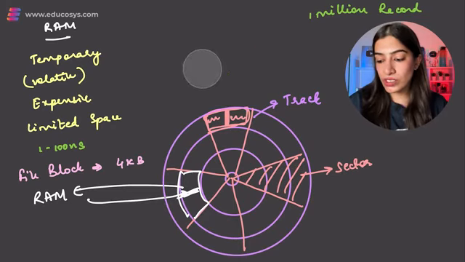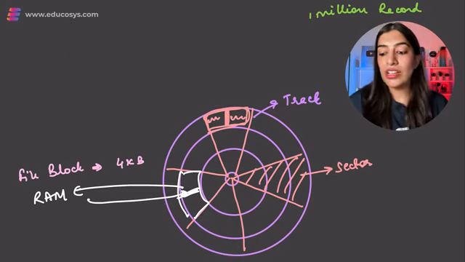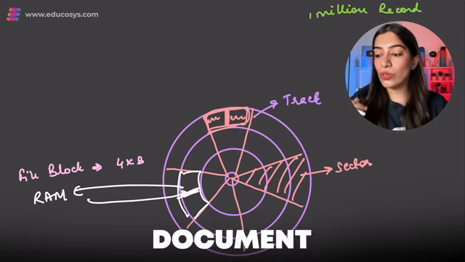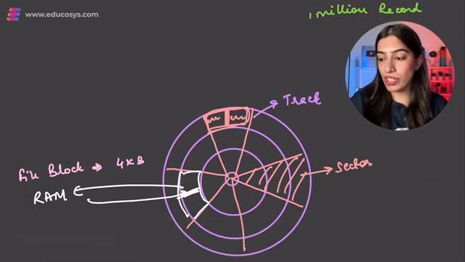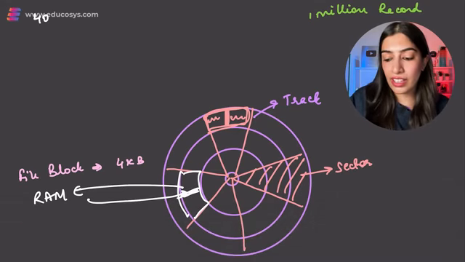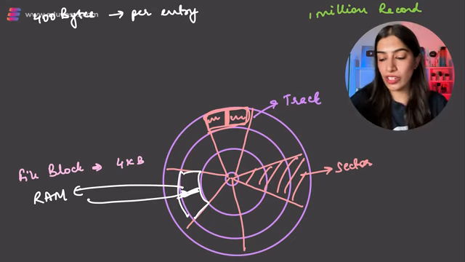Suppose we are dealing with a NoSQL DB, for example MongoDB, we call each record a document. So each record can be a row or a document. In our case, let's say that each record is an entry. Each entry, for example, takes 400 bytes. So this is per entry or per record. It can be a row, a doc, or anything.